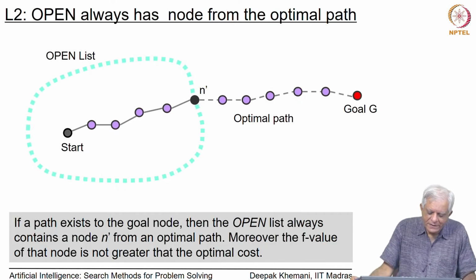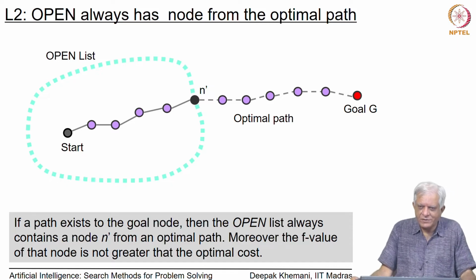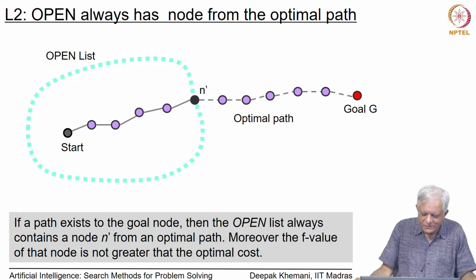The second lemma, and this is an important lemma, and much of the proof rests upon this lemma, says that let there be an optimal path, which is shown in this diagram using these nodes in purple.